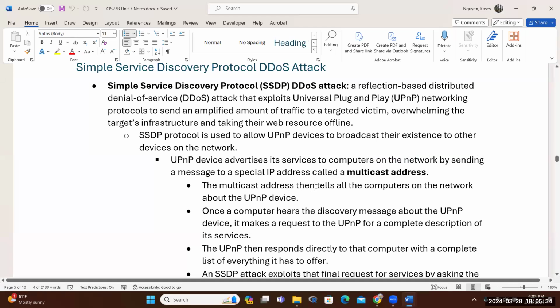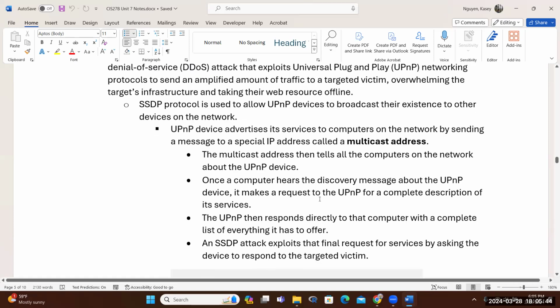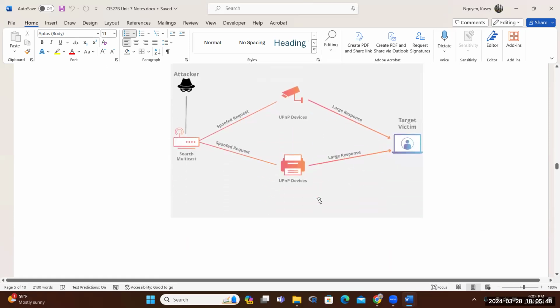So it's using a multicast address. Multicast simply is a broadcast to a specific group, and your router does it too. So you can see, here are my plug and play devices. They just spoof those and send the request. Wireless printers of late are very dangerous.